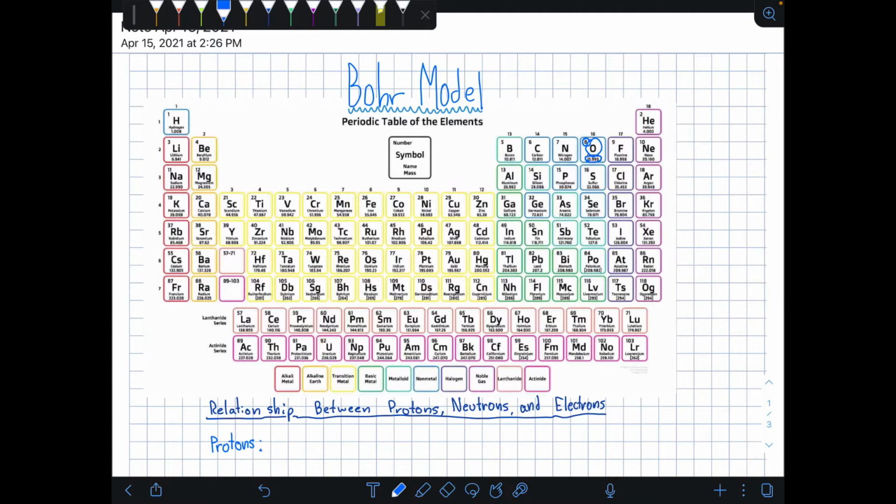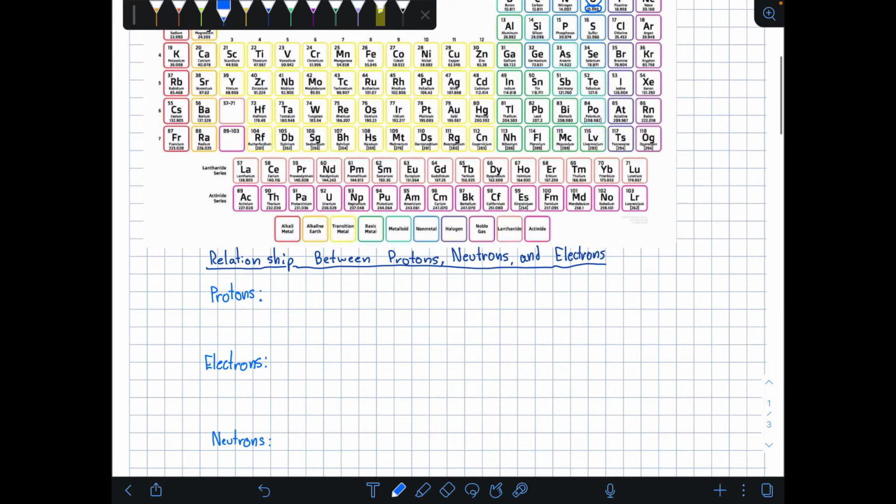Okay, and now let's learn about the relationship between protons, neutrons, and electrons. So first, protons. What are protons? Well, protons are the positively charged particles that are inside the nucleus of your atom.